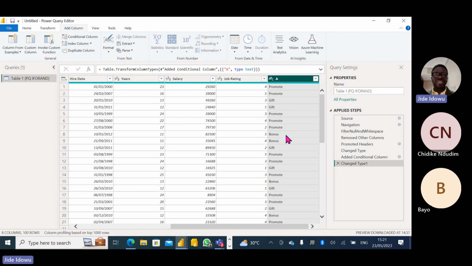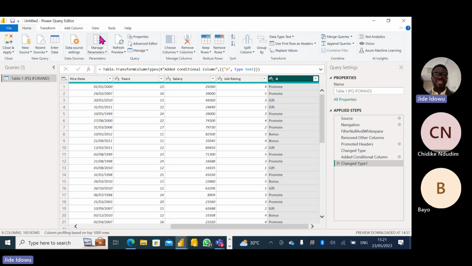So now, of course, we could do this with custom columns, but a conditional column wouldn't be able to do "if and." So the only thing you could leverage is to use a custom column, and the custom column will be able to deliver that. But just take a look.